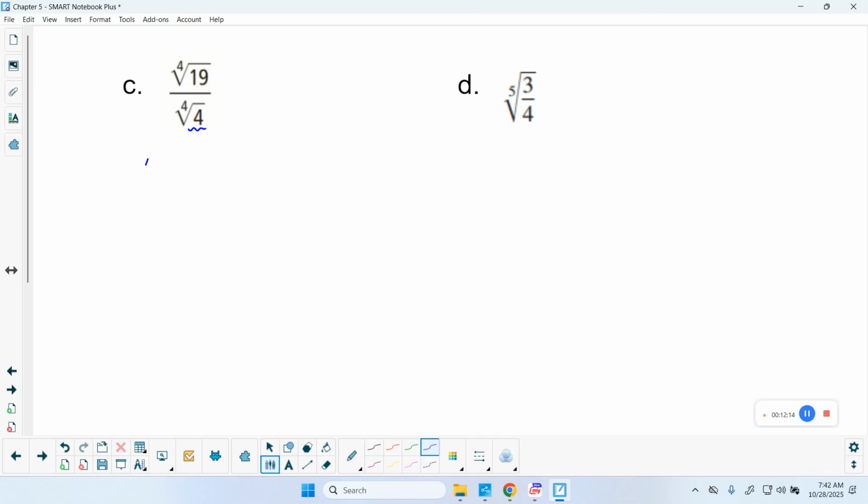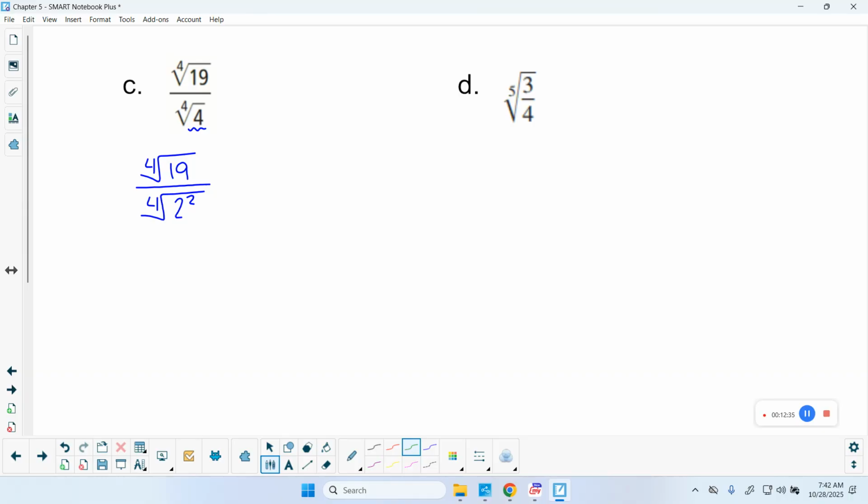So what will happen is we will leave the 4th root of 19 as is. And then in our denominator, we still have the 4th root. Since 4 is a perfect square, we can actually rewrite that as 2 squared. And the reason why I recommend it, again, it's just so we don't have as large of numbers.